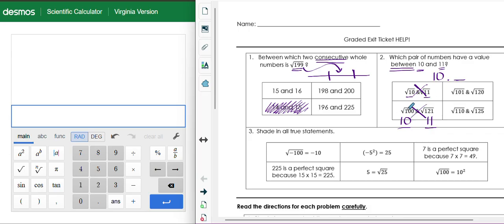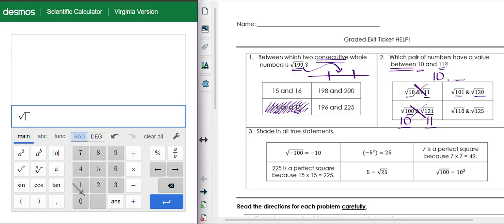And actually, from these numbers inside the square root symbol, you can tell we just need numbers that are bigger than 100 and smaller than 121. So I'm looking at this next option, 101. It's bigger than 100, smaller than 121. 120 is smaller than 121, bigger than 100. It seems like that should work. I'm going to double check just to make sure.